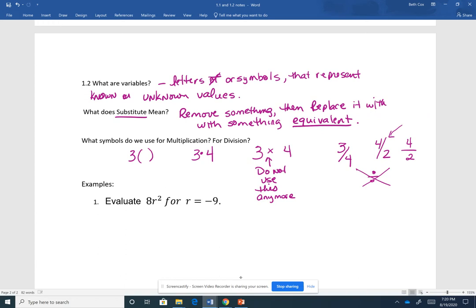So now, evaluate. The word value is hidden in the word evaluate. We need an actual number. We need a value here. So we're going to try to evaluate 8r to the second power for when r is negative 9. That means 8 times r times r, because r to the second means r times r, times 8. And so now we're going to say r is negative 9. So that's going to be 8 times negative 9 times negative 9, because we know what r is. So we're going to substitute it into our expression, and we're going to calculate.